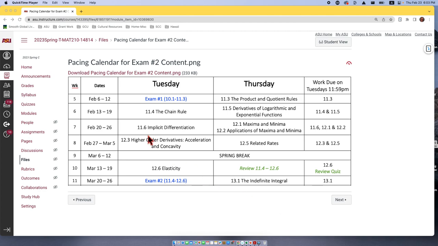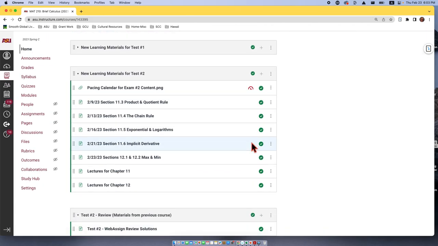Good. Okay, so then let's go back into Canvas. We're focused on the new materials for test number 2. We're going to look here at 12.1 and 12.2. There should be a recording for each section we've gone through. There are also prior lectures from the prior content down here. This section uses pretty much very similar problems, so these older videos should also be helpful, maybe more helpful. Take a look through those.